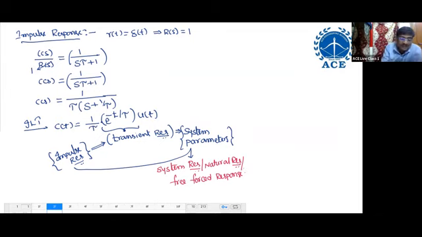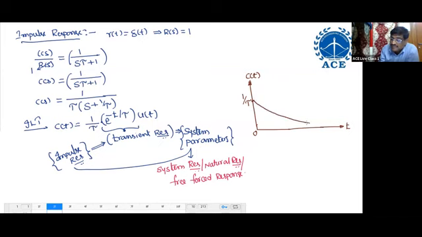Now draw the response. So this is t, this is C of t. At t equal to 0, where does it start? At 1 by tau. Substitute t equal to 0 here, e power 0 becomes 1, so 1 by tau. At t equal to infinity, e power minus infinity becomes 0. That means exponential decay, like this.